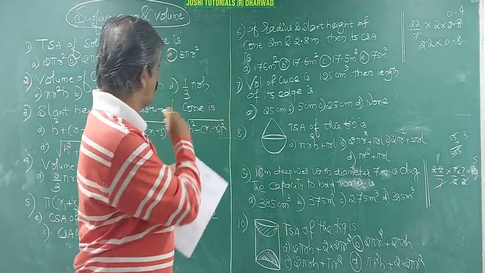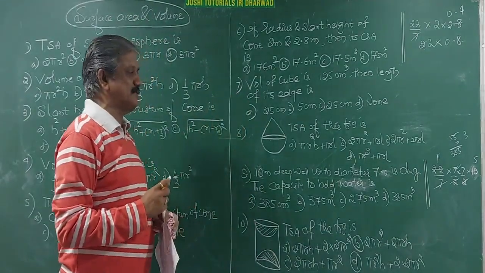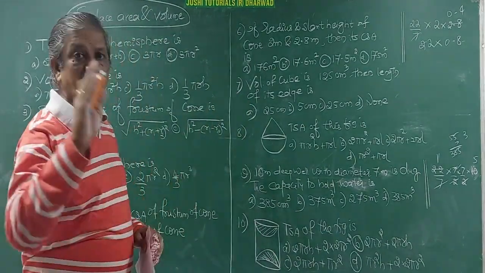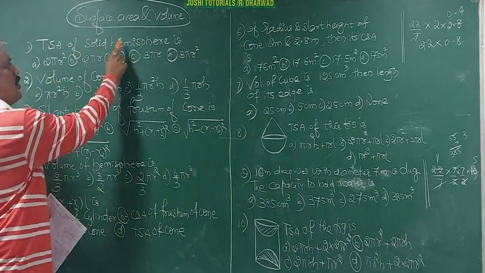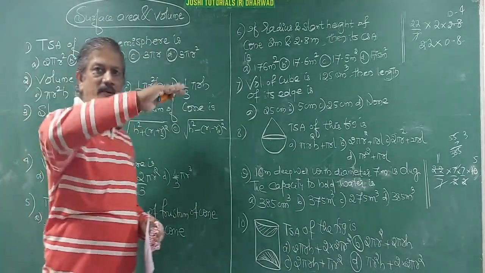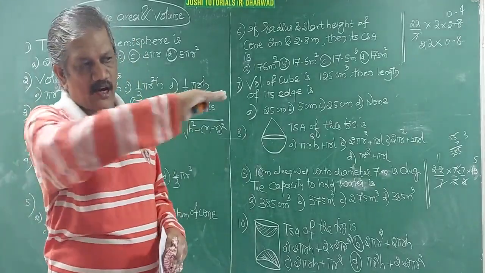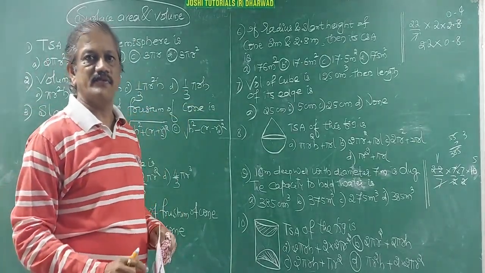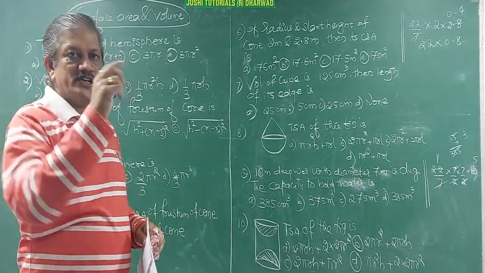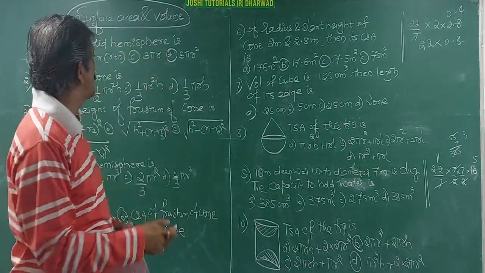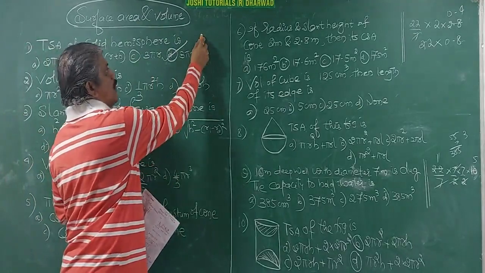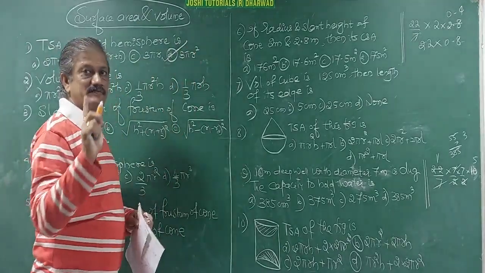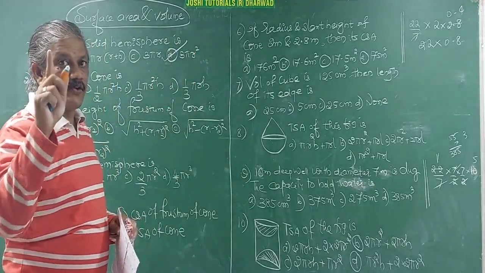Now, depending upon formulae and some problems, I have written 10 questions. Watch. TSA of the solid hemisphere. Solid means covered. If you take a leather ball and cut it off at the middle, it is completely filled up. So 2 pi r square plus pi r square, 3 pi r square is the answer. Of course, we have to write square units.